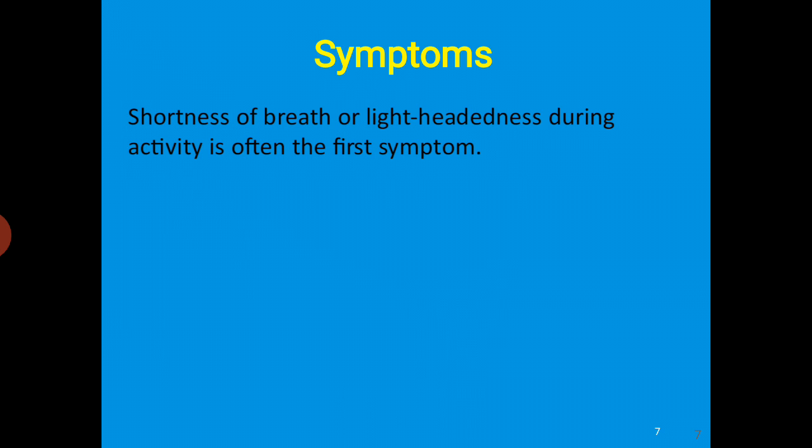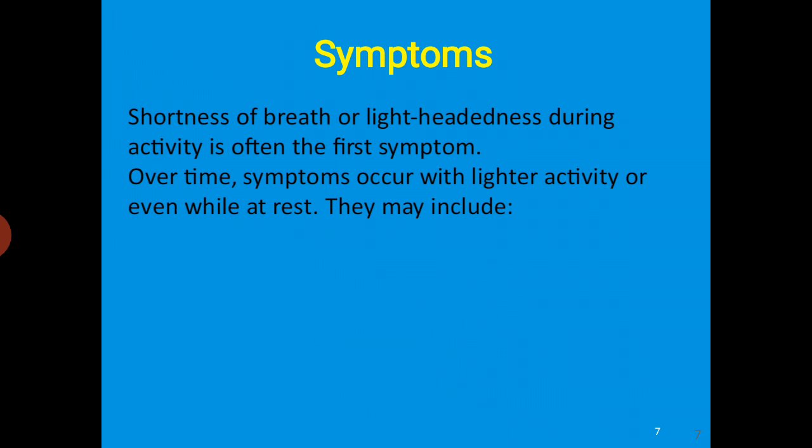Then symptoms of cor pulmonale: there will be shortness of breath or lightheadedness during activity. This is the first symptom felt by the patient, and then over time symptoms occur with lighter activity or even at rest. पहले जब activities में होगा shortness of breath and lightheadedness, but later on as the disease progresses, there will be shortness of breath at the time of rest also.